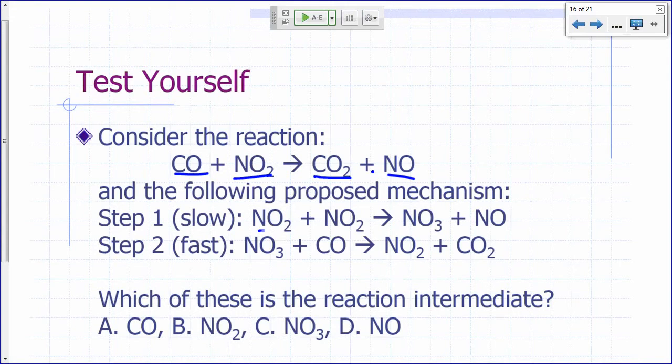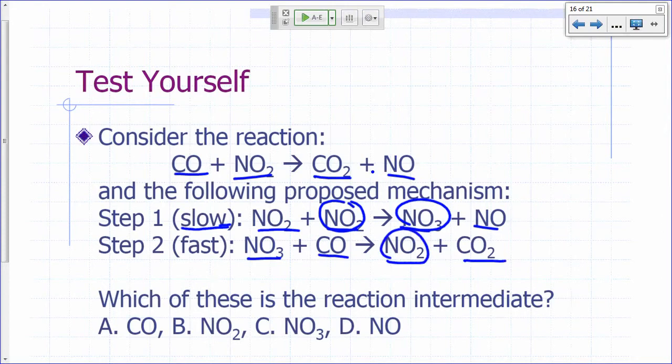And here's the proposed mechanism. NO2 plus NO2 gives you NO3 plus NO. What happened there? One of the oxygens from one of the NO2s transferred to the other NO2, right? So let's say you propose that to be the slow step. And then what happens afterward is your NO3 will collide with carbon monoxide to give you NO2 plus carbon dioxide.